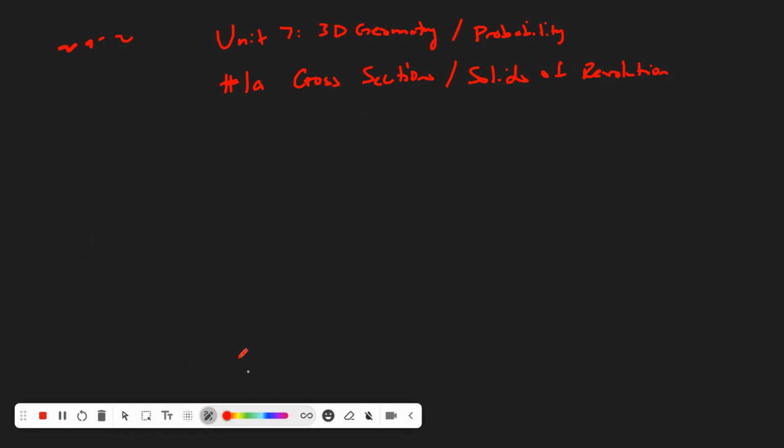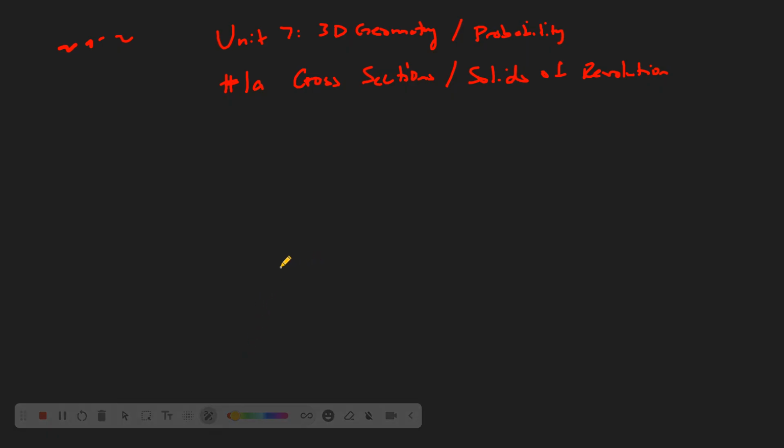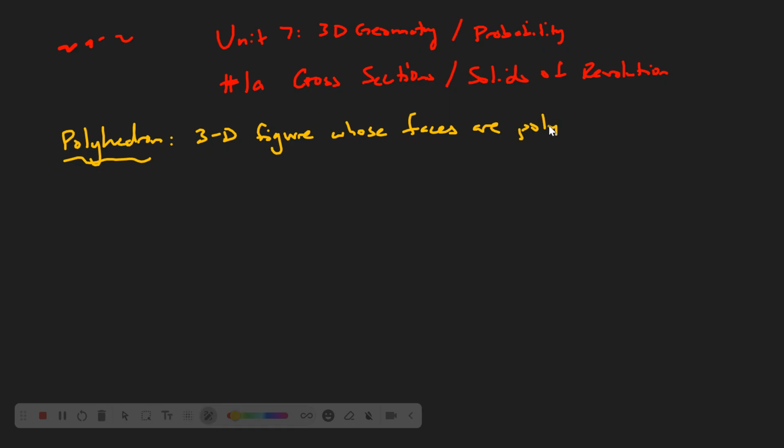Now, in this first video, I'm just going to give you the background information on 3D geometry, and then the second video will get into cross sections and solids of revolution. So, 3D geometry involves what are called polyhedrons. A polyhedron is a 3D figure whose faces are polygons.